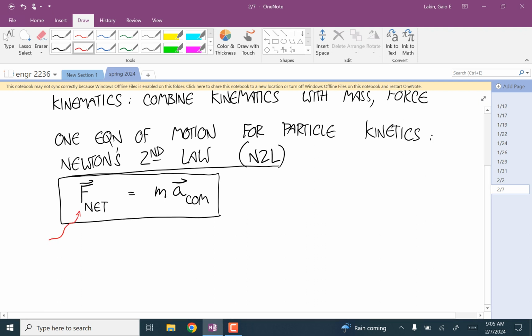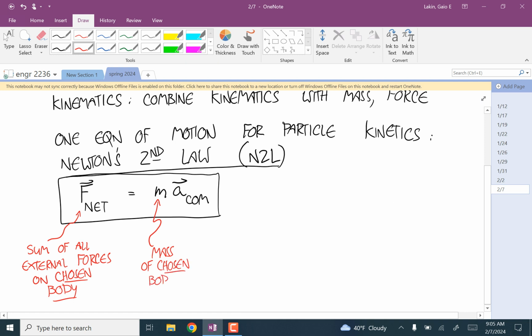The meanings of these are: F net is the sum of all external forces on the chosen body. M is the mass of the chosen body. And ACOM is the acceleration of the center of mass of the chosen body.